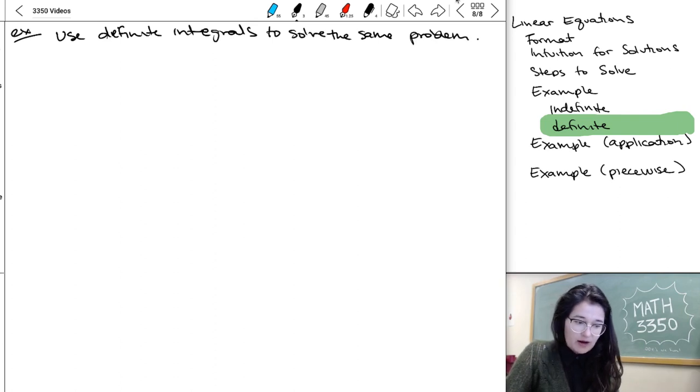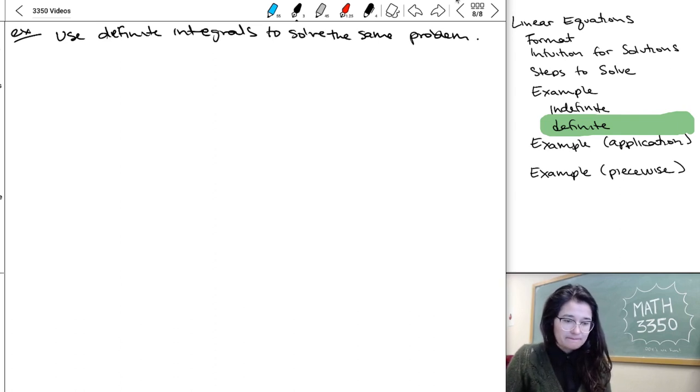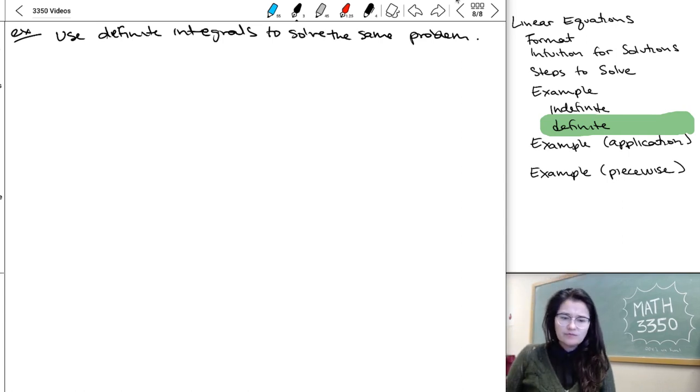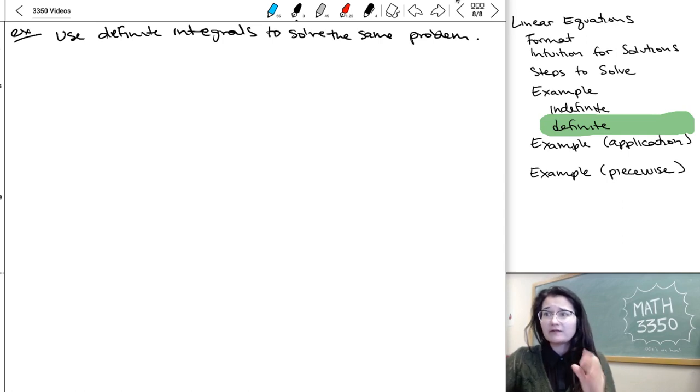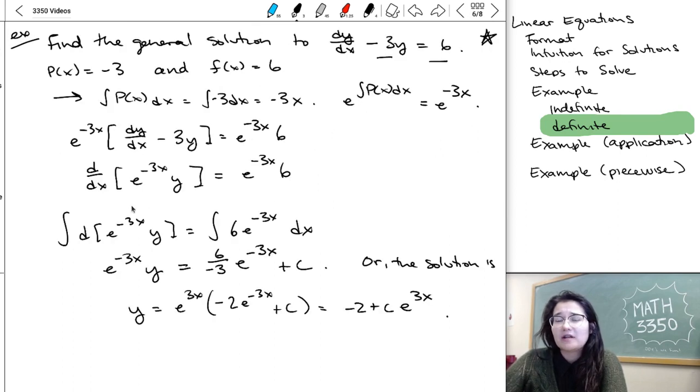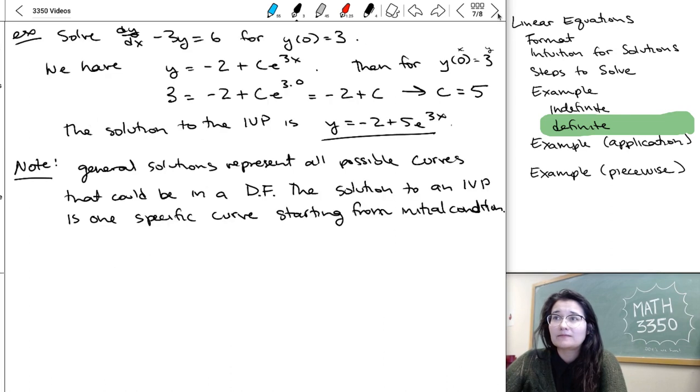To solve the same problem. And when we're doing this, we have to start from a different point. So we don't want to have that initial condition in our problem. We're actually going to roll back to before we did the integration at all, sort of back at this step.